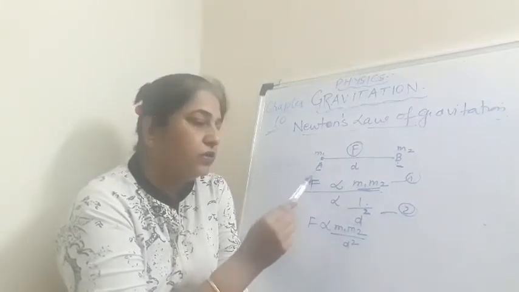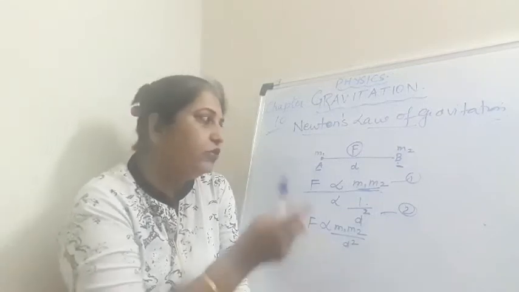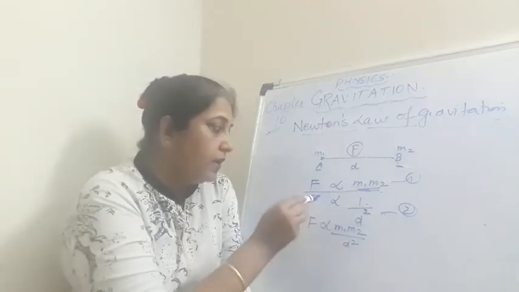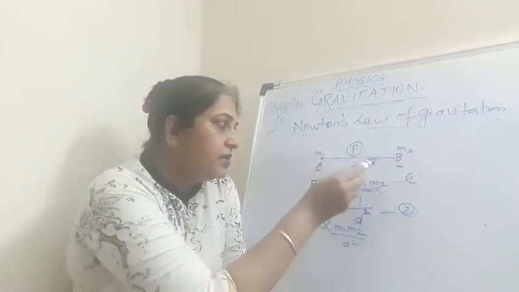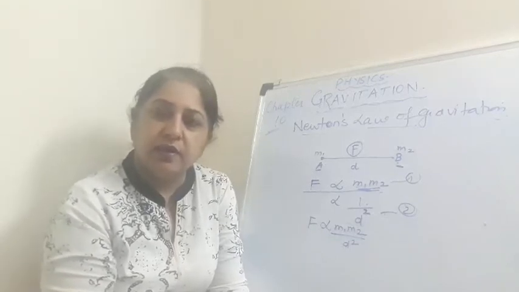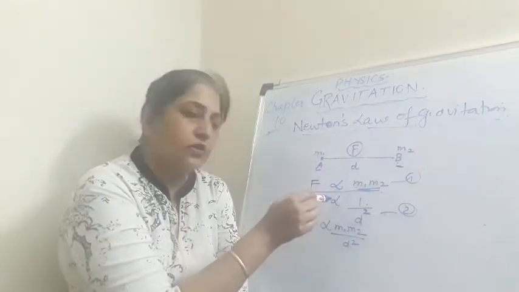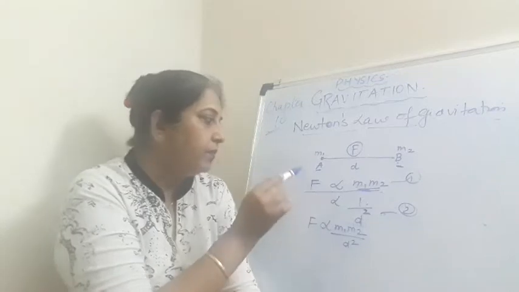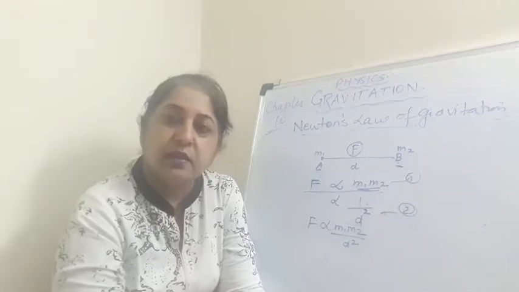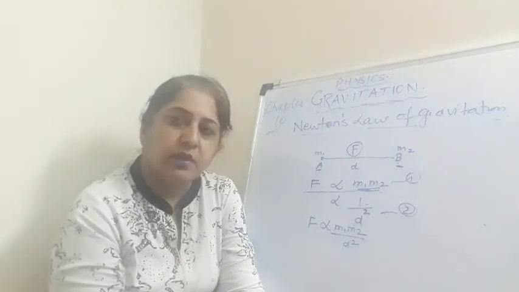F is directly proportional to the product of the masses means if the masses of the objects increase, the force of attraction between them will also increase. This is the meaning of directly proportional. And inversely proportional means if the distance between the two objects increases, the force of attraction between them will decrease. I have explained the meaning of inversely and directly proportional in the previous chapters also. So again, if the masses of the objects increase, the force of attraction between them will increase, and if the masses decrease, the force of attraction between them will decrease.